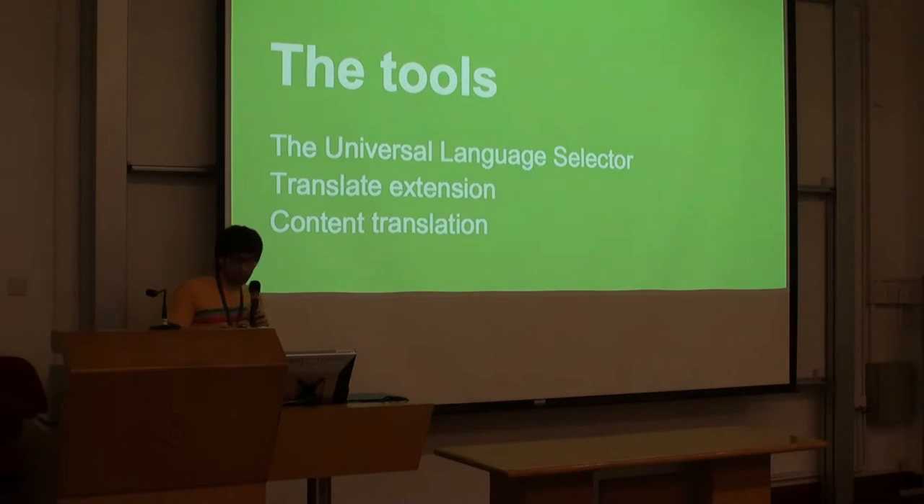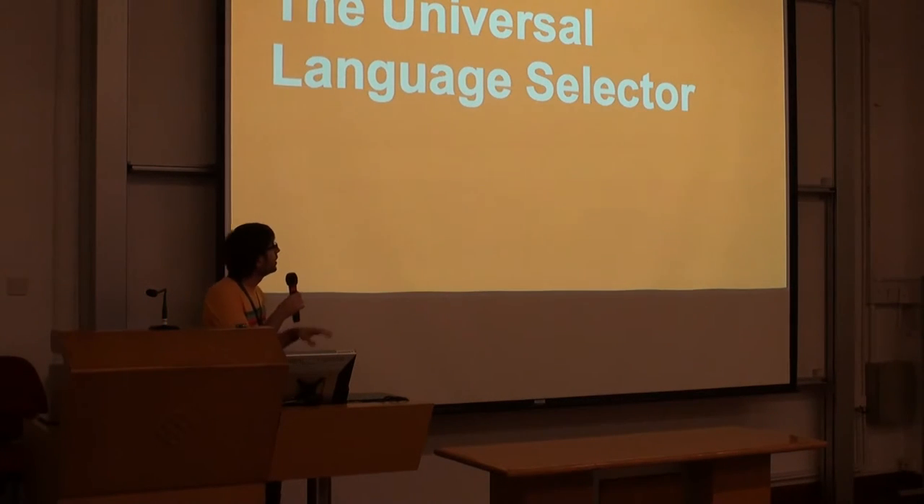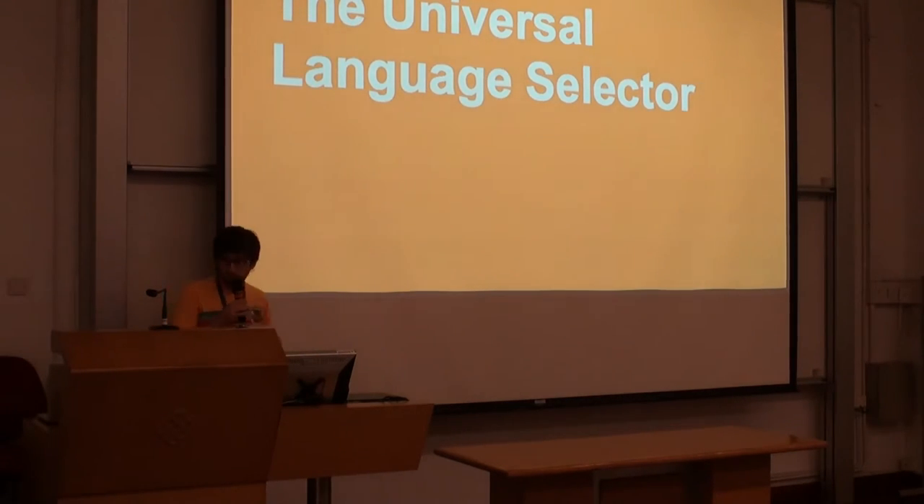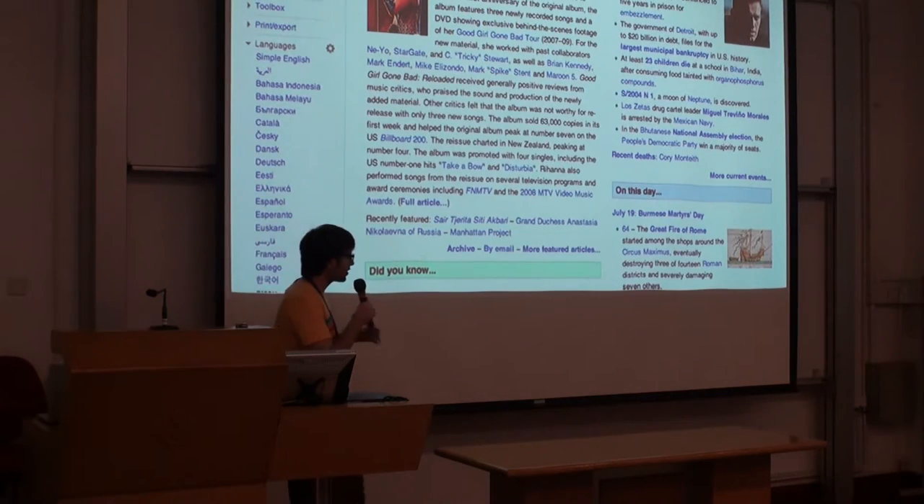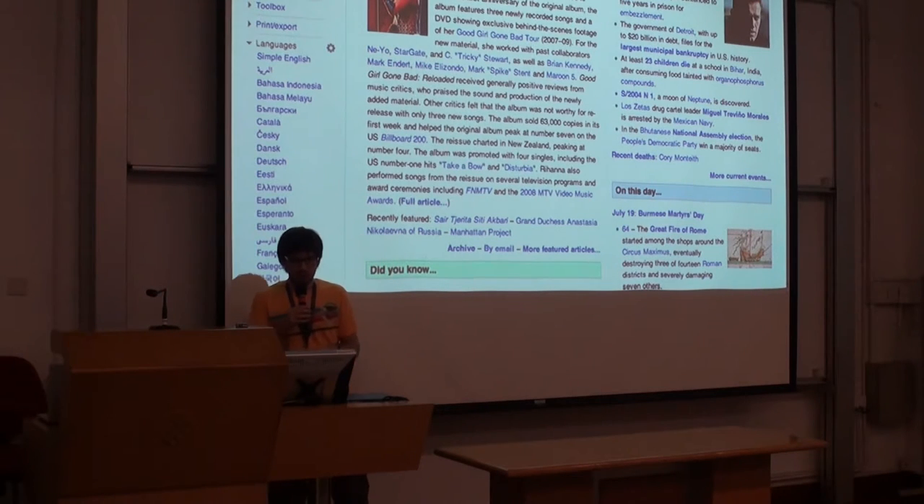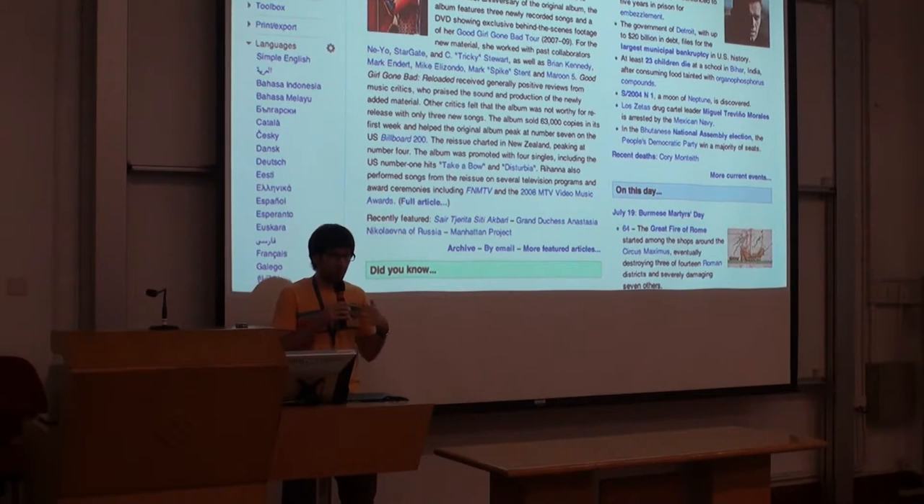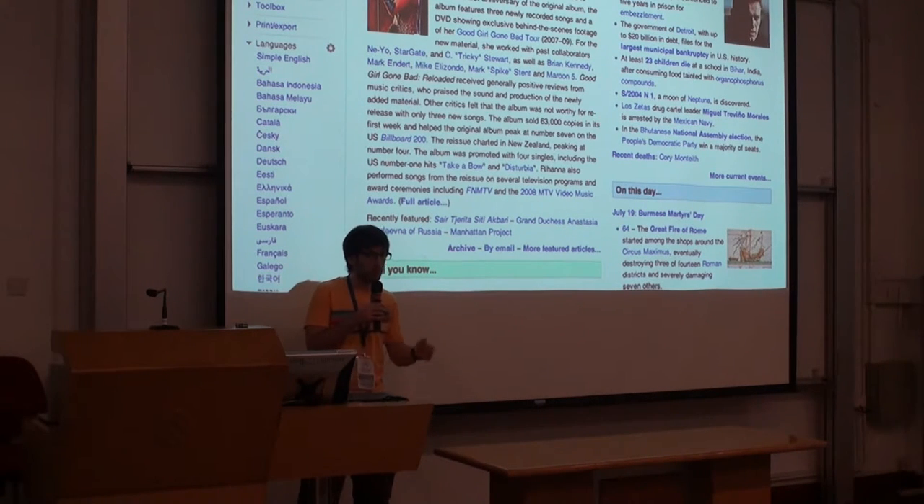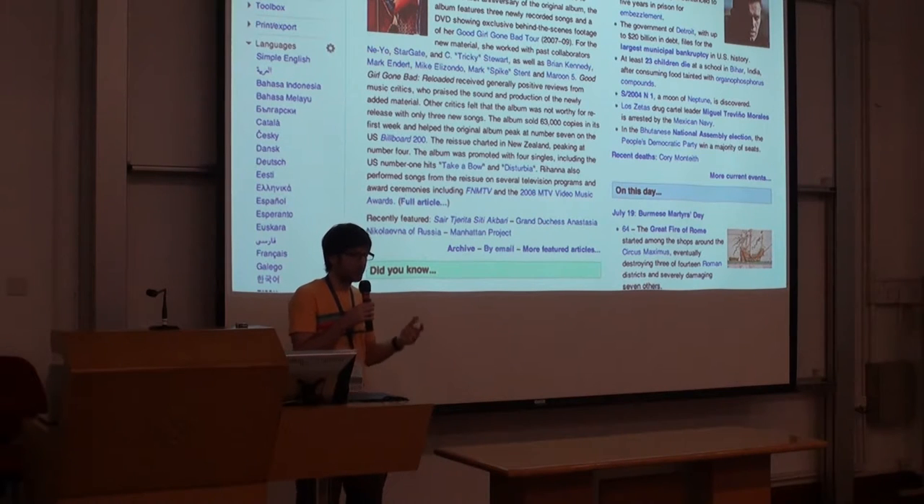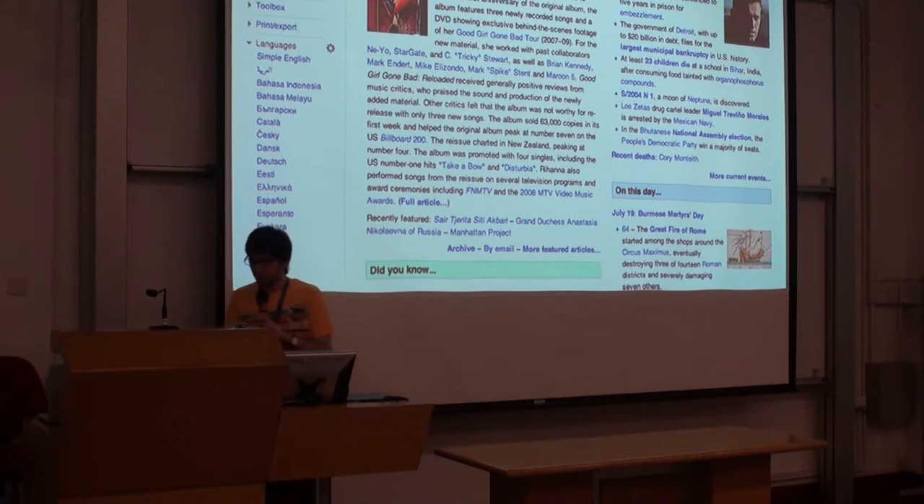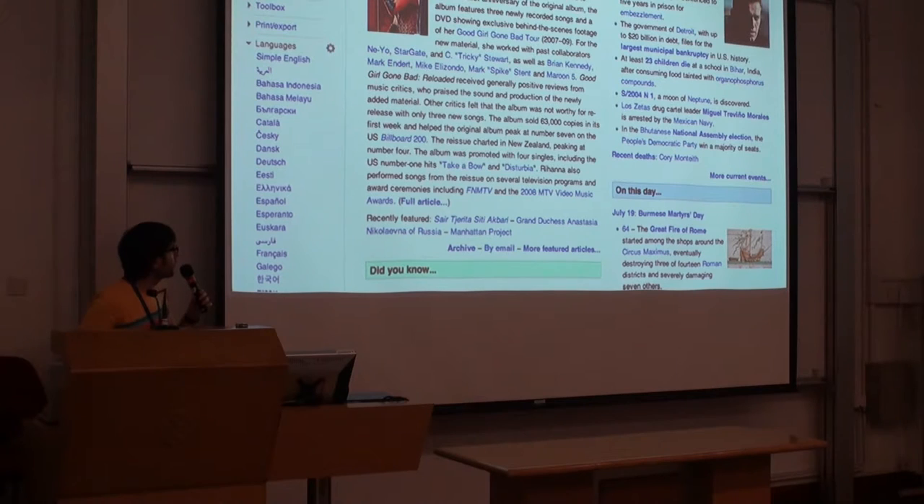And which tools am I talking about? I'll go now one by one. I'm going to talk first about the Universal Language Selector, and the basic idea is to provide access to language settings so that users can have access to input methods, change their user interface language, and adjust fonts to solve these barriers I was talking about.